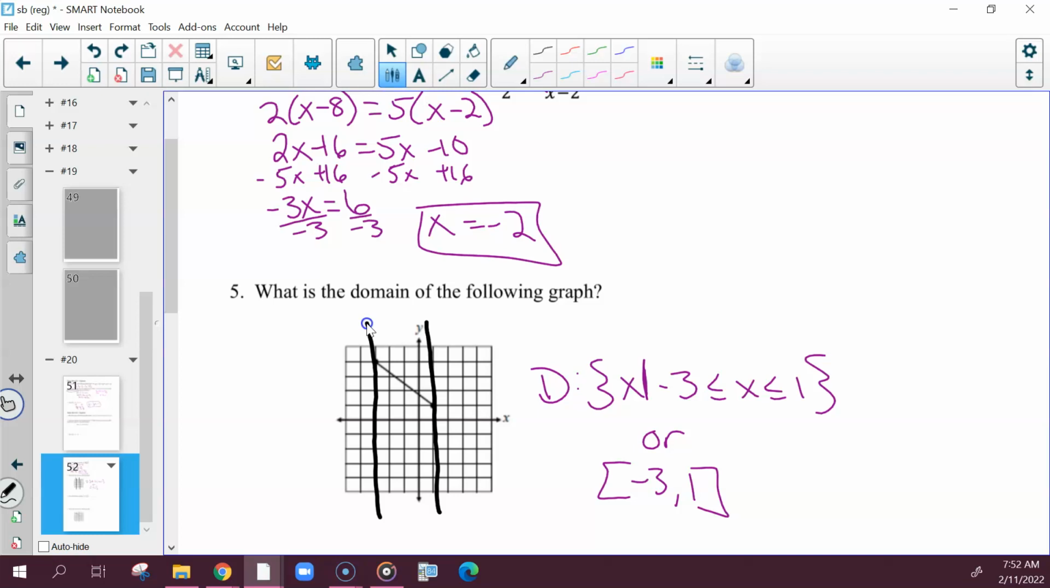That means it starts at -3, ends at 1, but it's also everything in between there. Or you could use your square brackets to do the same thing. Starts at -3, ends at 1, and it's everything in between. Any questions on 5?